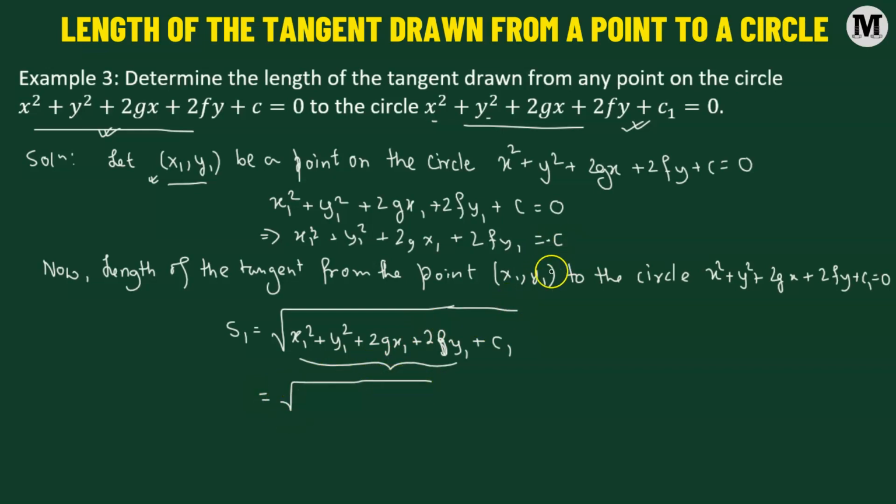negative c plus c1, which means that the length of the tangent from the point x1, y1 to this circle is going to be square root of c1 minus c, with the condition that x1, y1 lie on the first circle. Okay, so let's move on to the next problem.